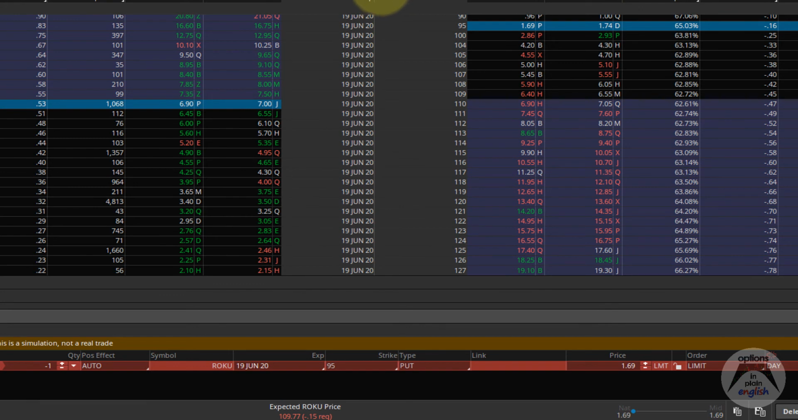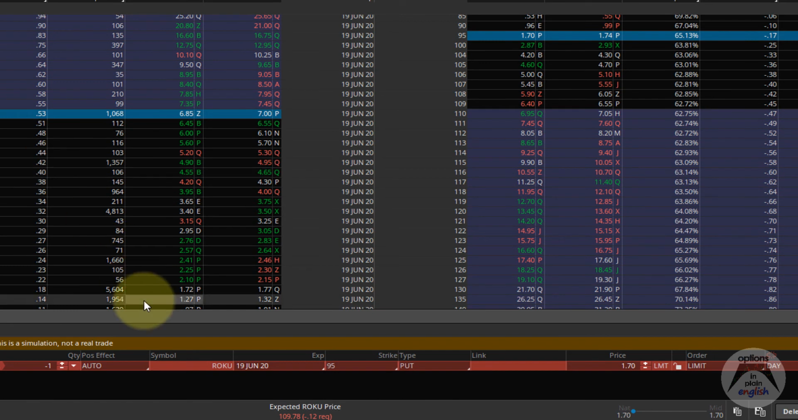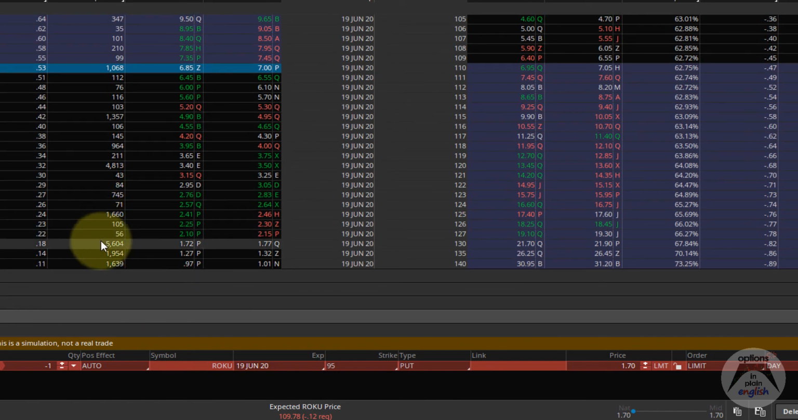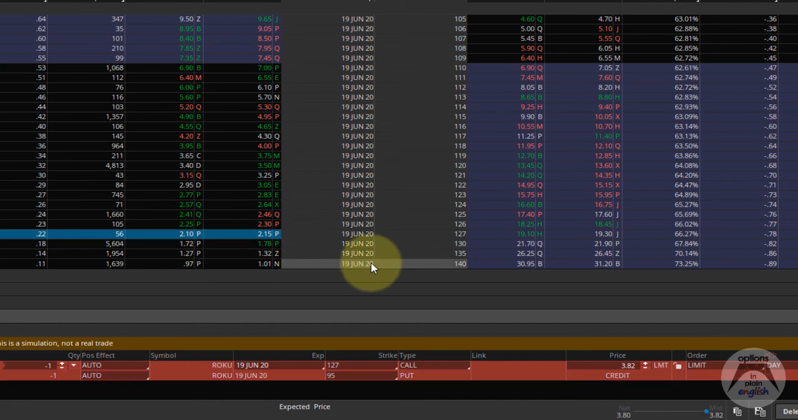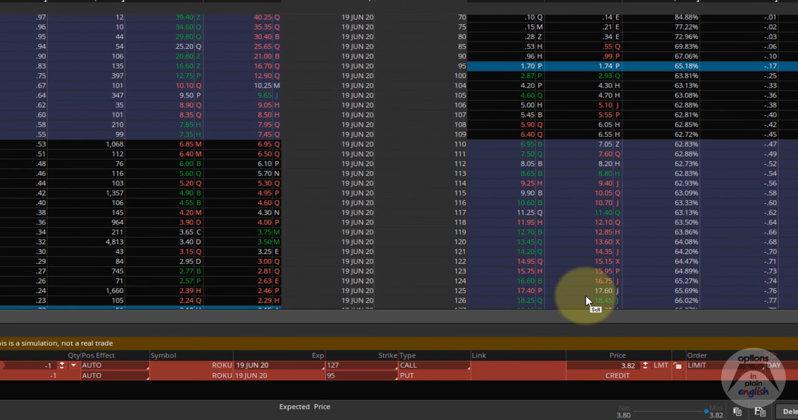So let's get a few more strikes. The 20 delta, okay, so it could be this one, 22. So now the calculation for the 20 delta strangle for Roku is 3.80. We calculated it around 4, but remember that we went for 17 delta here. So this is why it's a little bit low, but it's very close to the $4 anyway.